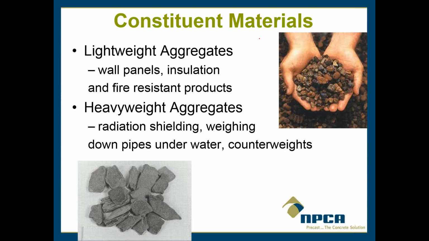So lightweight aggregates are typically between 30 and 40 pounds per cubic foot. Normal weight aggregates are upwards of 50 pounds per cubic foot, and heavyweight aggregates can be up to 110 pounds per cubic foot. So there's a huge variation there.